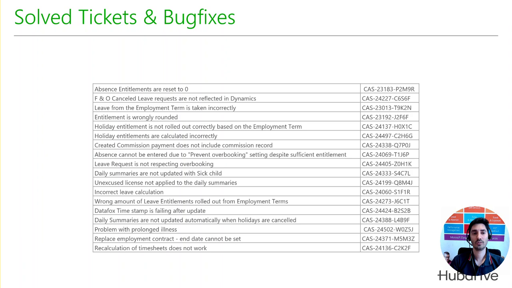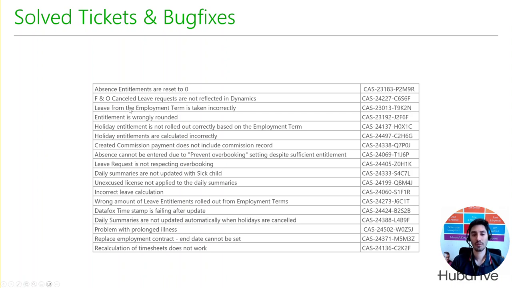And here we have the solved tickets and bug fixes. I will now just guide you through. You can also find this list in our release notes on our website. Those are the changes or improvements that we made based on the tickets that you sent to us. So we have here: absence entitlements are reset to 0. This was fixed. F&O canceled leave requests are not reflecting in Dynamics. If you create a leave in F&O and you cancel it, this was not being reflected in Dynamics. Now this was solved.